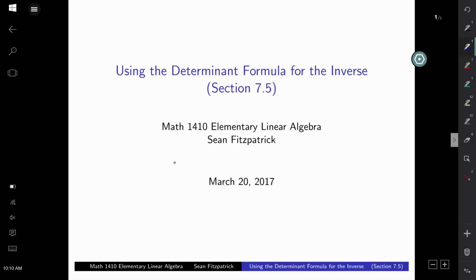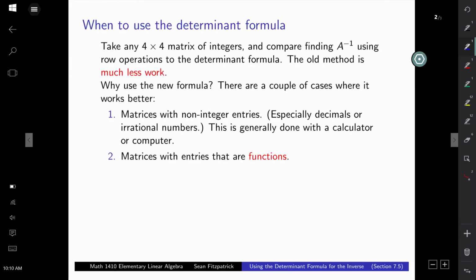Well, you might use it if you're doing this by hand and you've got decimals or irrational numbers or something like that, where you're not going to be able to do row operations in your head, or even on paper. Row operations with decimals are going to be annoying. But you could calculate all your cofactors, those determinants, punch them into a calculator, get those numbers out, and come up with your entries. So that's maybe one place where you might use it.